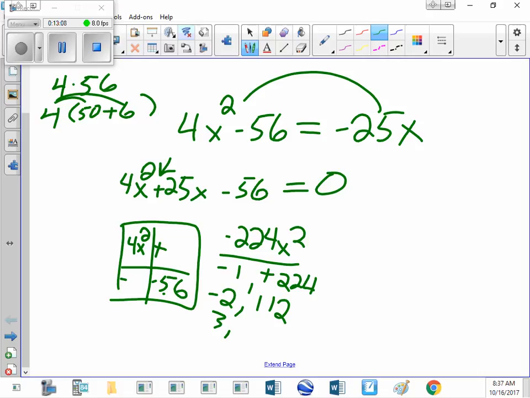3 and... Malia, what do you get? 224. Oh, yeah, it doesn't work. Never mind. Okay, 4 and 56. Yep, there you go. 5 doesn't work. 6 doesn't work. 7, 8. 8 and 28.